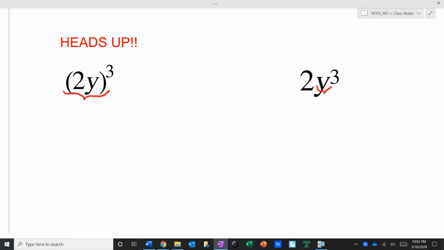So for example, here, this is 2y times 2y times 2y, which is going to be 2 times 2 is 4, 4 times 2 is 8, and that's y to the third power. Now this one is already simplified. There's nothing that we can do here any further. So it's just 2y cubed, and that's it. But understand that those two are different because of the parentheses.